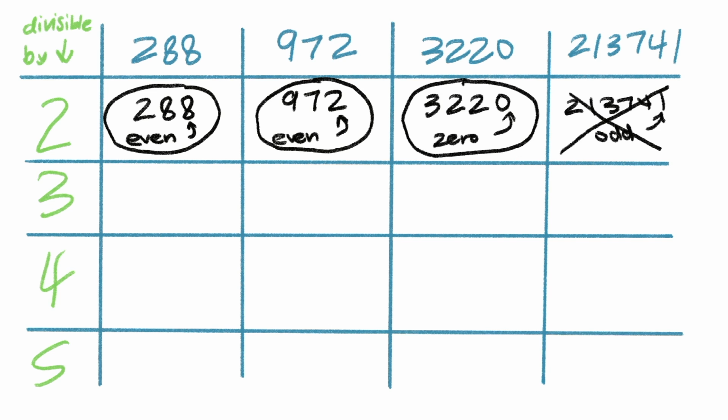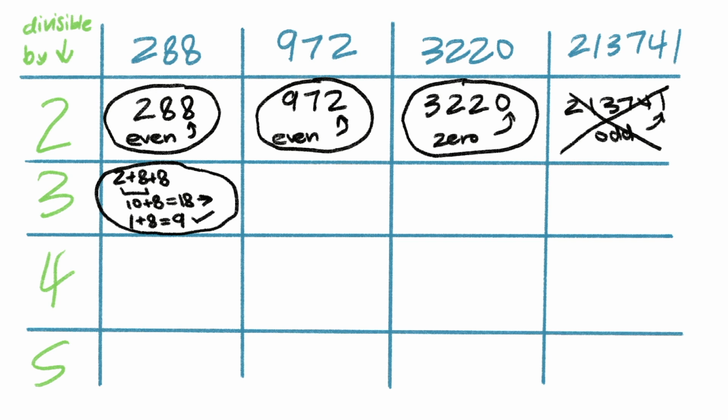So 288. All we have to do is add up each of these digits. So 2 plus 8 is 10, and 10 plus 8 is 18. Well, I know off the top of my head that 18 is divisible by 3, but let's say you didn't. All you have to do is add up 1 and 8 again to get 9, and we know for sure that 9 is divisible by 3, so therefore this entire number is as well.